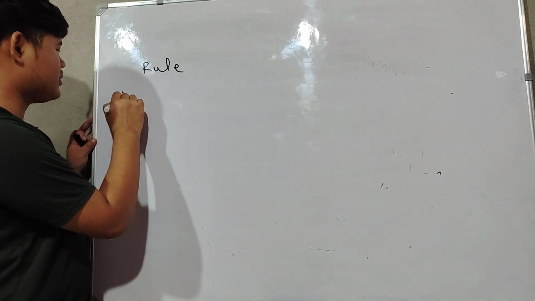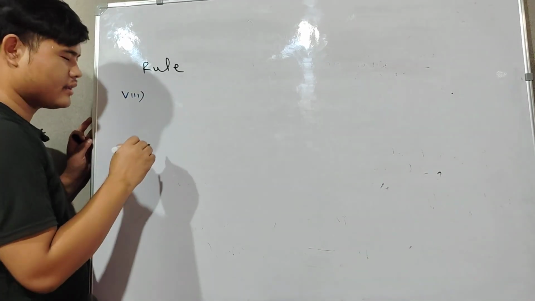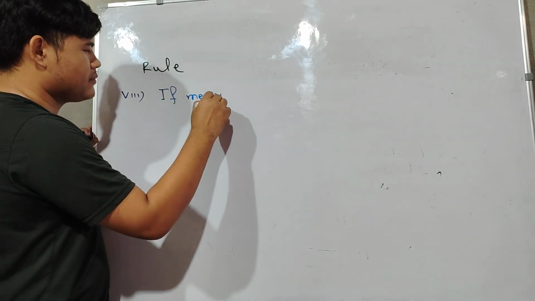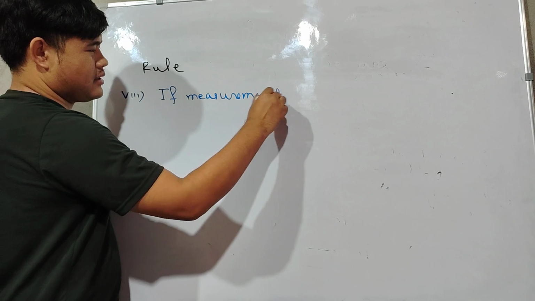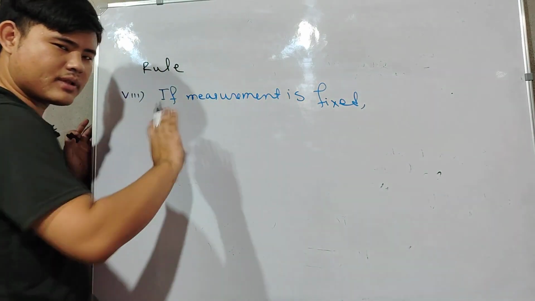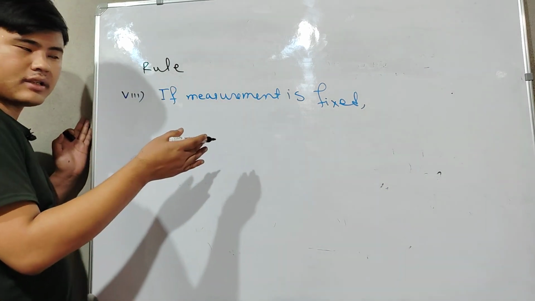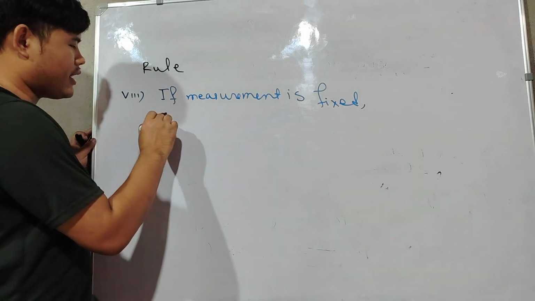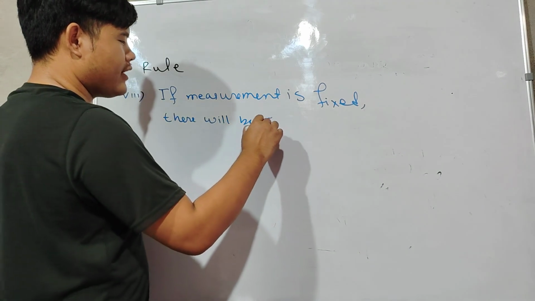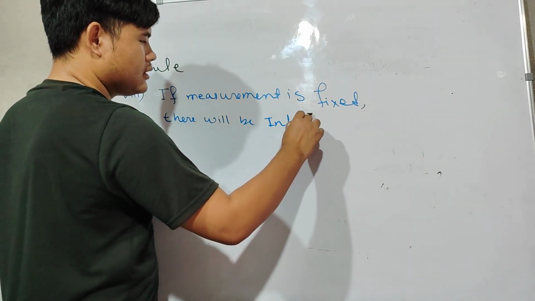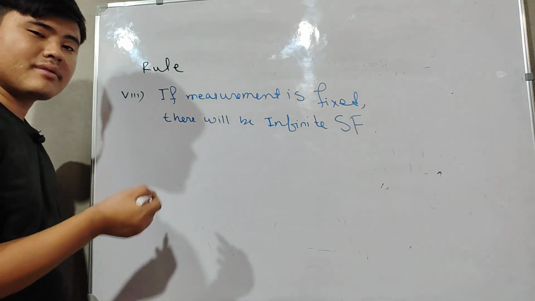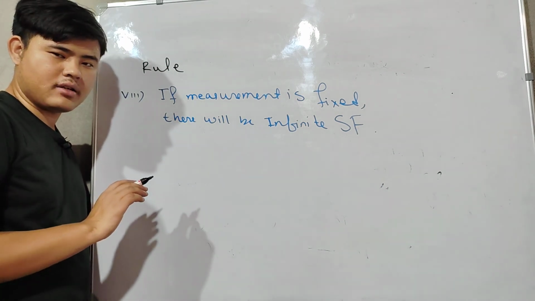Okay. Last rule, number 8. If a measurement is fixed, if it is a certain length, that one is fixed. If a measurement is fixed, there will be infinite significant figures. Okay, if a measurement is fixed, then it will have infinite significant figures.